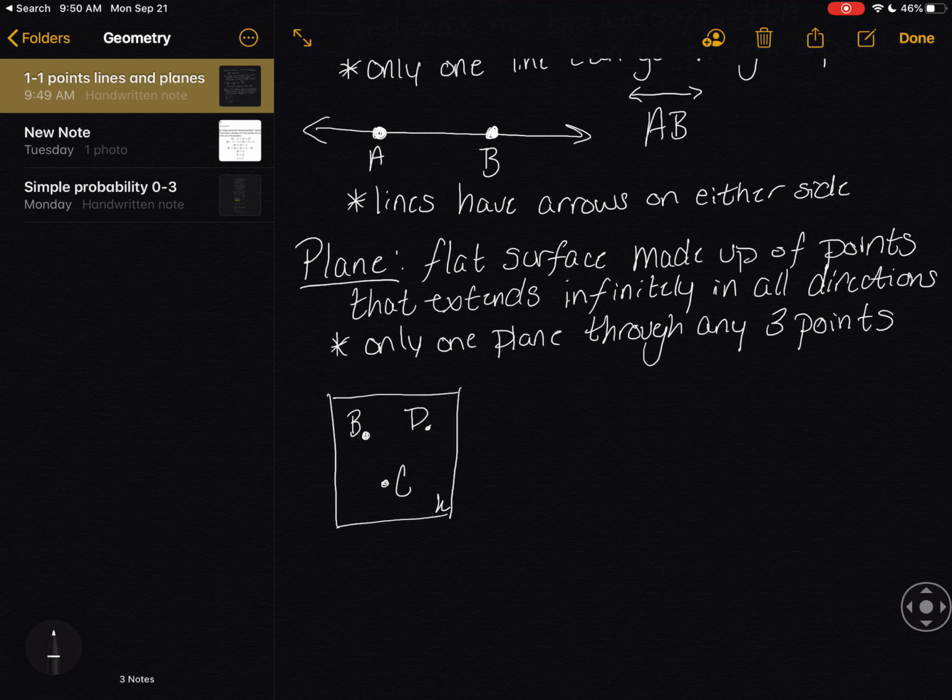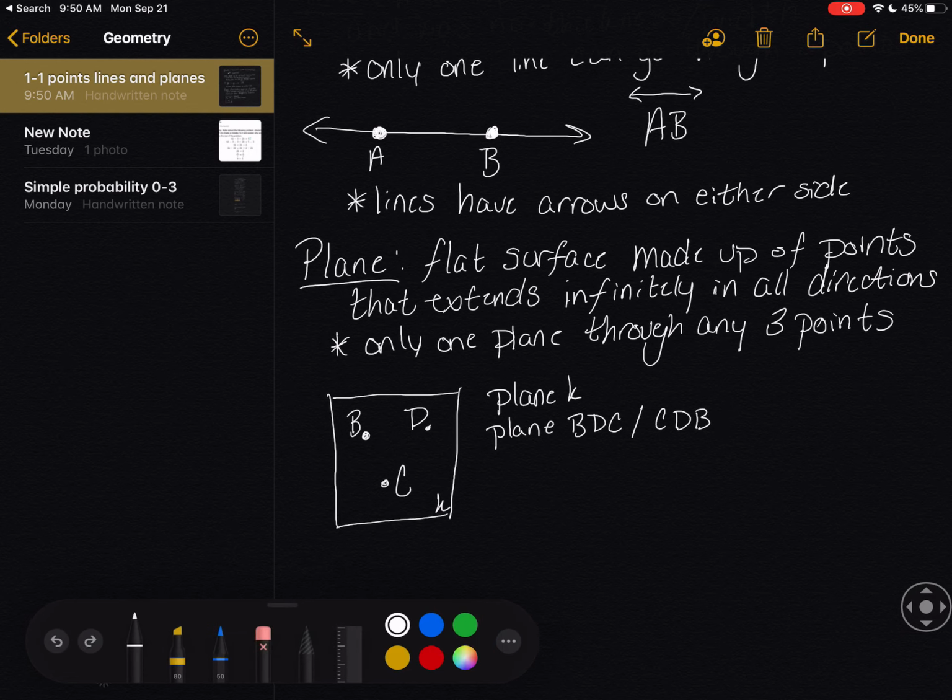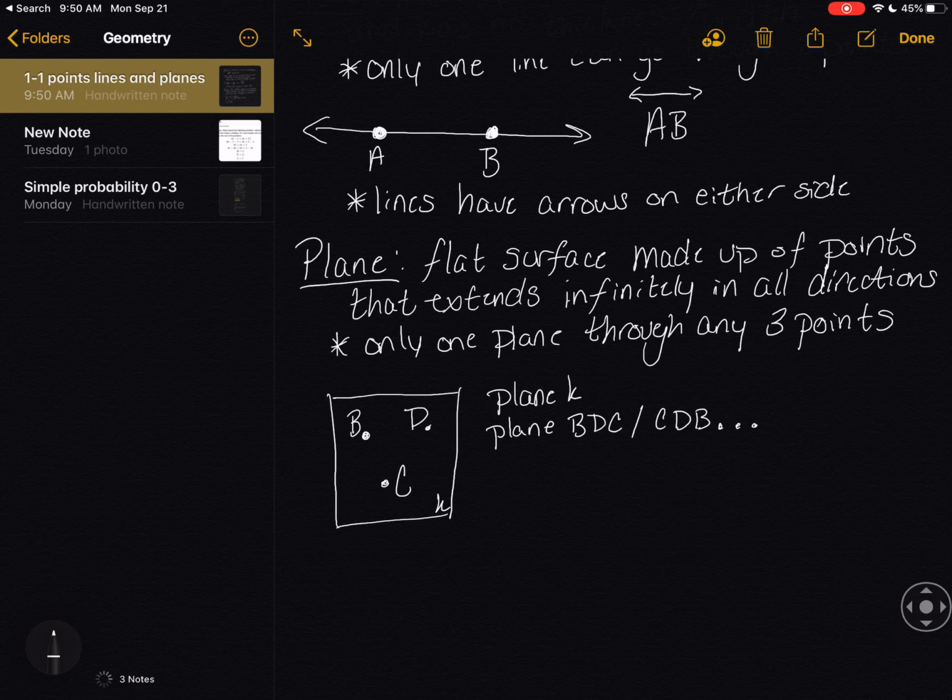So you could label this in multiple different ways. I could say plane K, I could say plane B, D, C, or C, D, B, or any combination of those 3 letters would describe this plane. So that is what a plane is. If you think of a flat piece of paper, that would be kind of like a plane.